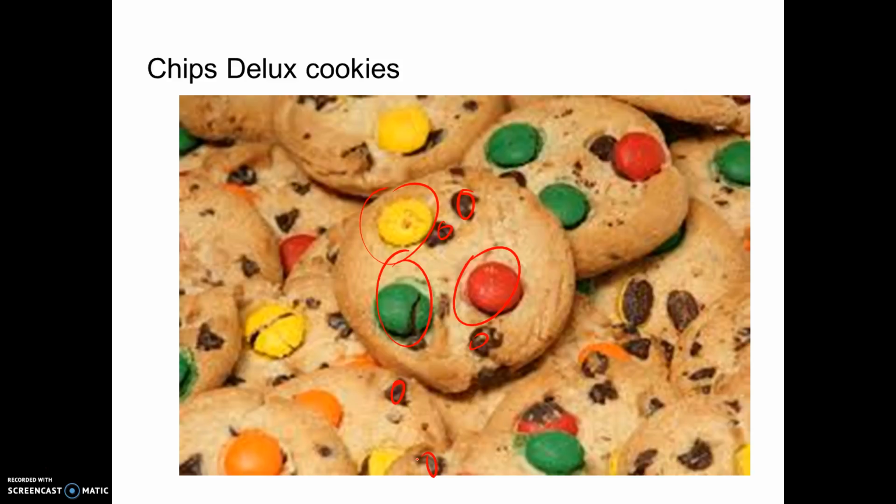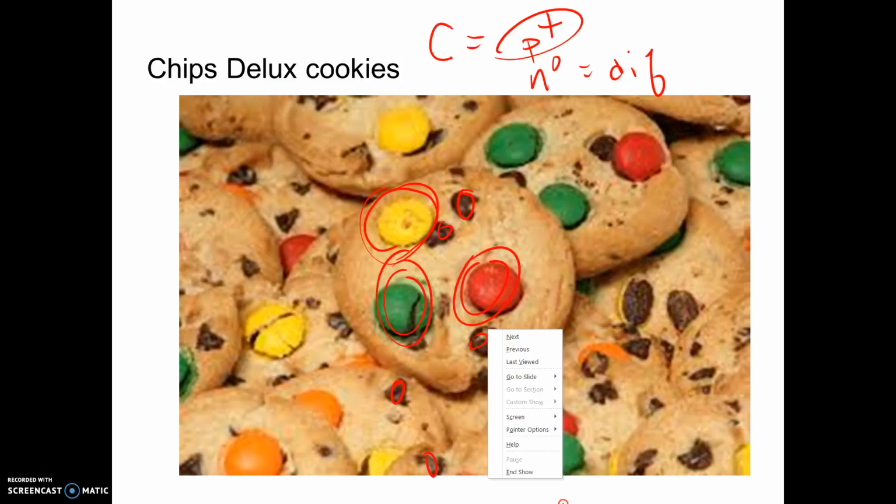Atoms are the same way. Every single atom of the same element, like let's say carbon, is going to have the same number of protons, but they might have a different number of neutrons. You might have heard this before. This relates to our Chips Deluxe cookies in that they all have the same number of M&Ms, same number of protons, just a different number of chocolate chips, different number of neutrons. But you'd still call them Chips Deluxe cookies.